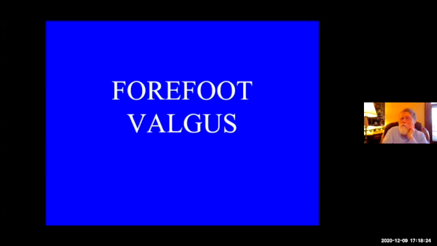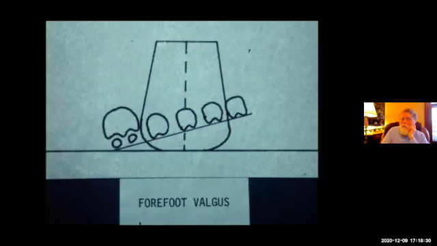So I said forefoot valgus was kind of a subcase that causes mid-tarsal joint instability, and we'll just take a look at that for a minute. The definition of forefoot valgus, Alexander?